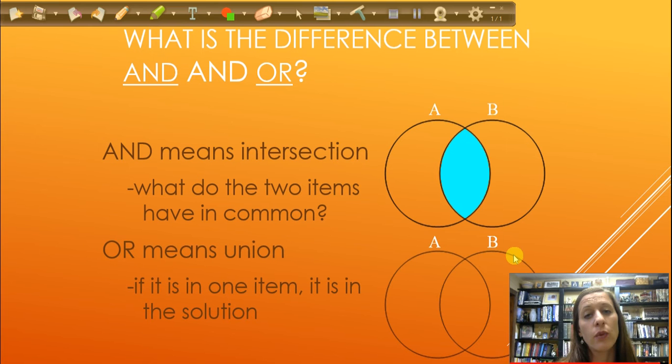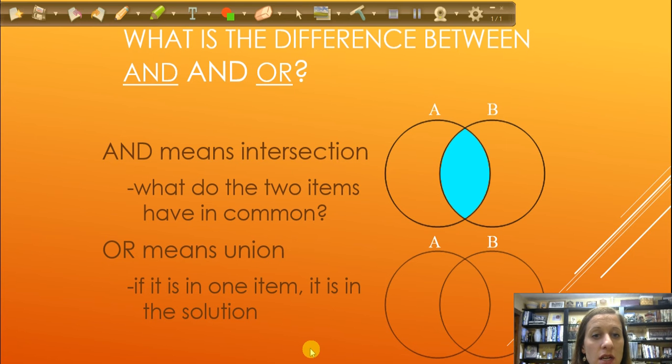The word or means the union. So what we will be looking for is the intersection, and if it's a solution for one, it would be a solution for the other. So we would be looking for the intersection and for just a separate shading.